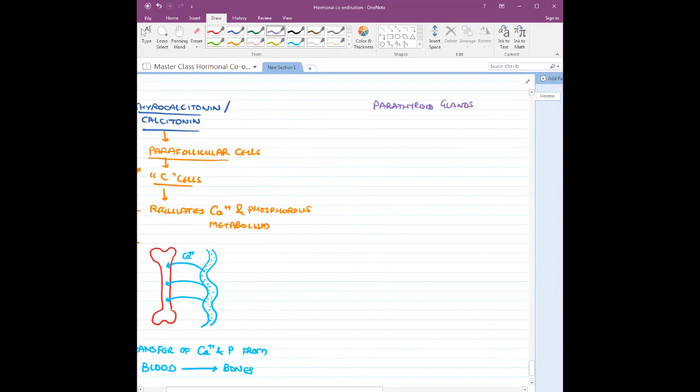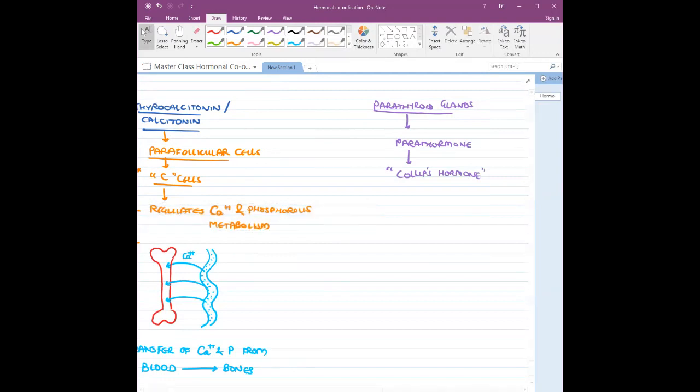Okay, now guys, parathyroid glands, we said, what are they going to produce? They are going to produce parathormone. Now parathormone, guys, is also known by one more name. It is known as Collip's hormone, like we have C cells, we also call this thing Collip's hormone. And once again, what is this going to do? Once again, the same thing, guys. It is also going to regulate the calcium and phosphorus metabolism.